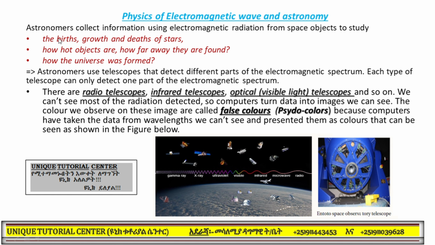It could be from stars, how hot objects are. Astronomers tell us about the surface of the sun using electromagnetic radiation, and how the universe was formed. We have different laws, one of the basic ones like Big Bang theory or singularity and so on. They were all explained using electromagnetic radiation.